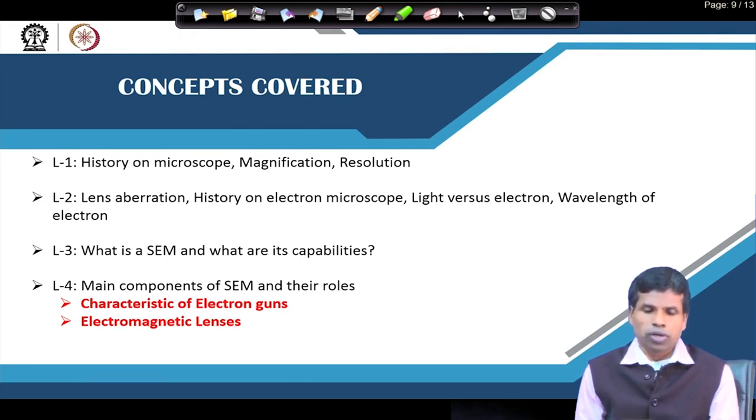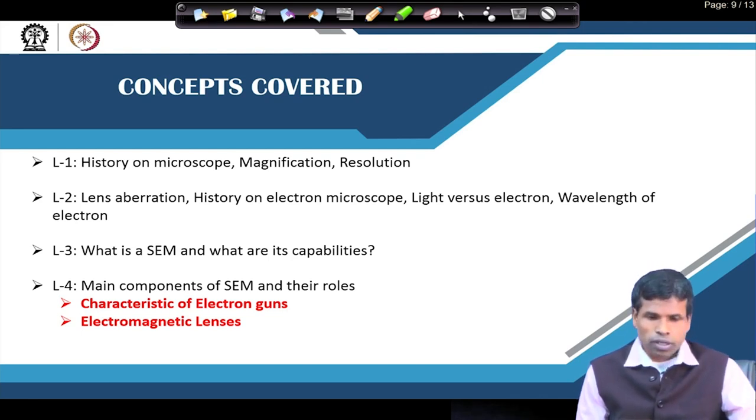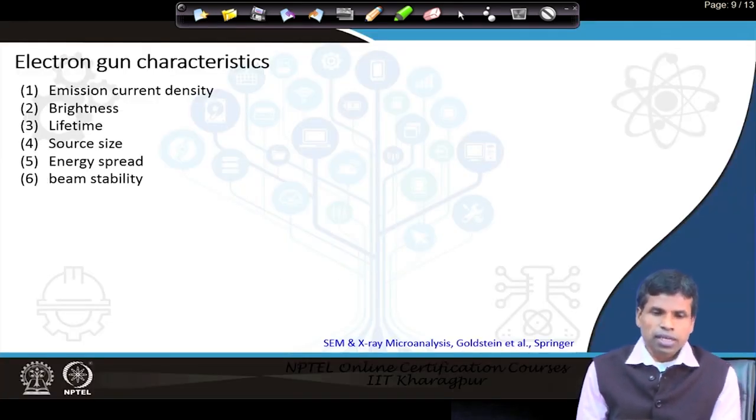So today we will discuss a little more about the characteristics of those electron guns, and then we will proceed to the electromagnetic lenses used in the scanning electron microscope. These are the main characteristics of the gun: emission current density. A higher emission current density is preferred, but not the optimum case. Similarly, a higher brightness is crucial to get more signal from the specimen.